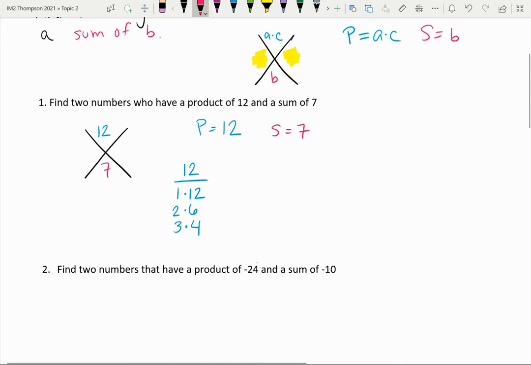Then I'm going to go through that list and I want to find, great, all those pairs multiply to 12, but what adds to 7 or subtracts? 1 plus 12 is 13. When I subtract, I get 11. That's not 7. 2 plus 6 is 8. When I subtract, I get 4. That's not 7. 3 plus 4 gives me 7.